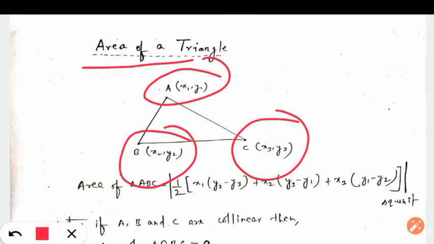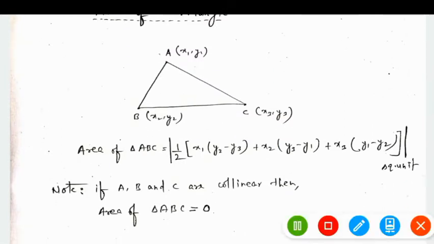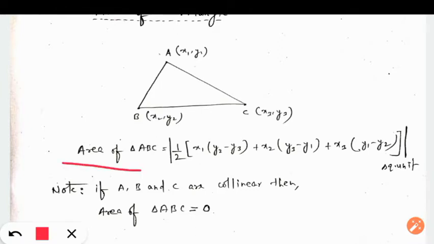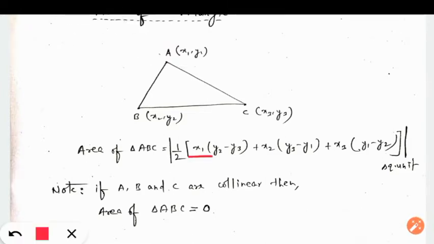Suppose the vertices of a triangle are A (x1, y1), B (x2, y2), and C (x3, y3). Then what does the formula say? What is the area of the triangle? The area of triangle ABC is equal to half, within the bracket, see I have given the bracket here, x1. So if I am using x1 here, then here should be y2 minus y3. See how to memorize this formula.